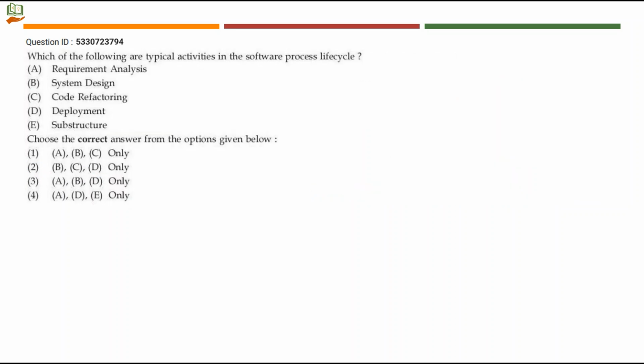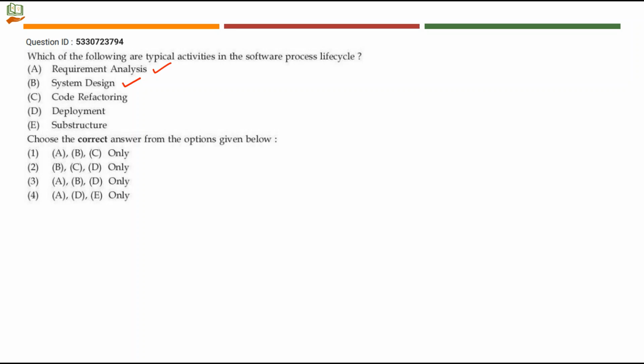Next question. Which of the following are typical activities in the software process life cycle? So in software process life cycle, we have requirement analysis, then we have design, then we have development, then we have testing, then we have deployment, then maintenance. Now we have to pick only the activities that belong to the software process cycle. Does every software process life cycle have requirement analysis? Yes. What about system design? Yes, design is also a part.